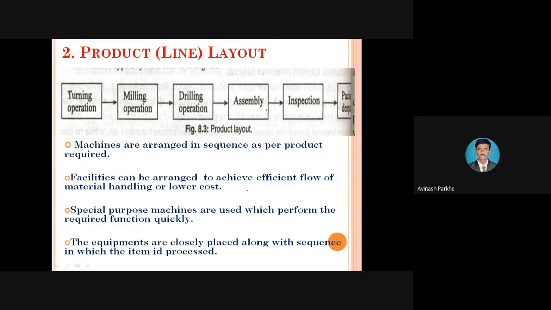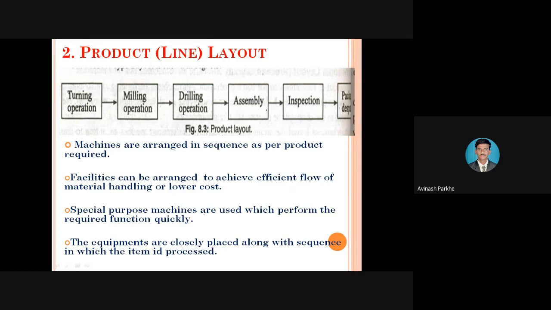because whatever operations are required using lathe machines, I will perform all those operations at machine number 1 only. Once the operations are over, it will be moved in the forward direction. Therefore, very little material handling is required, and due to the reduced material handling, the cost required is also very low.